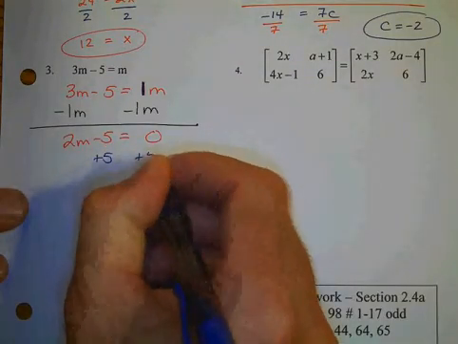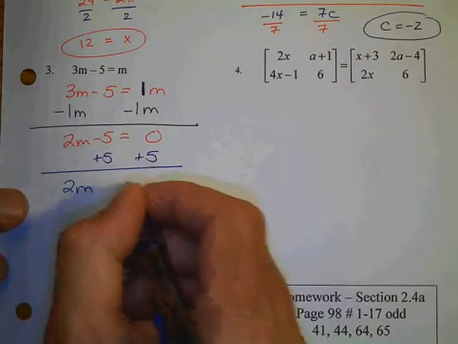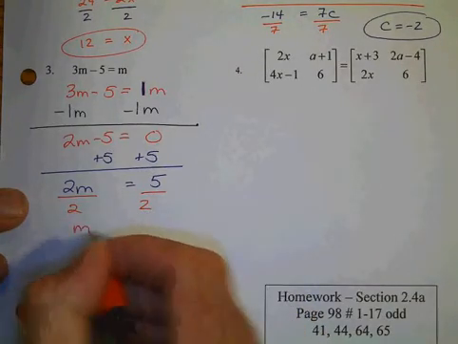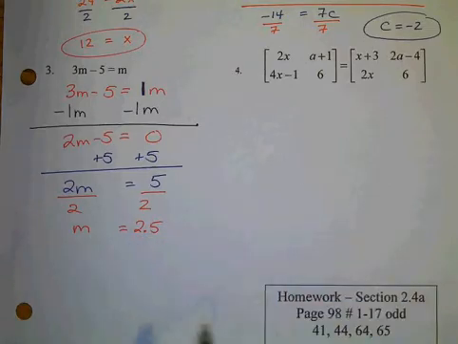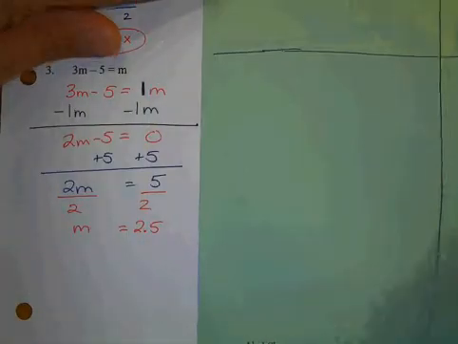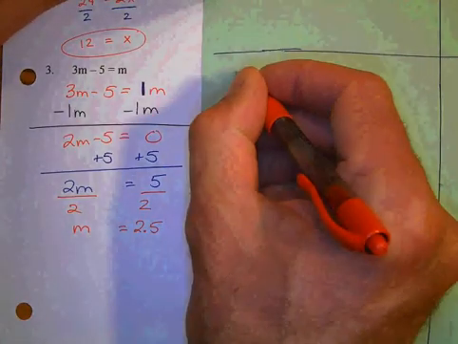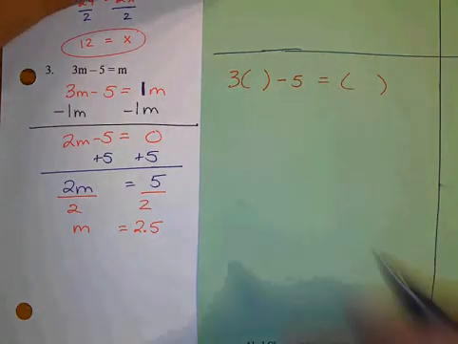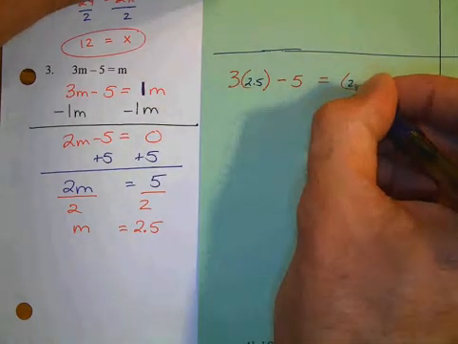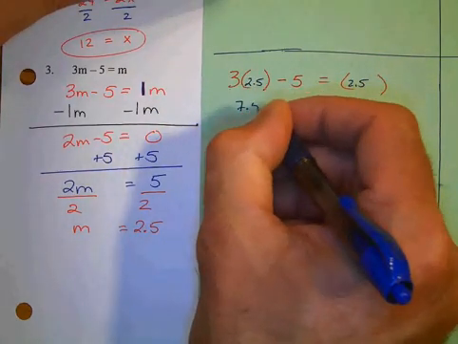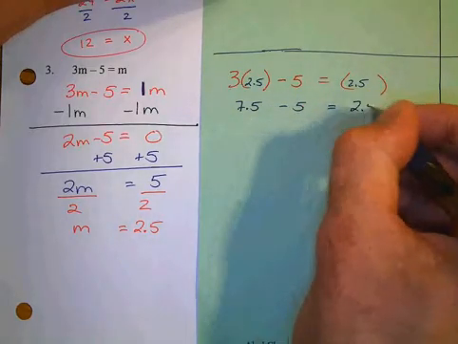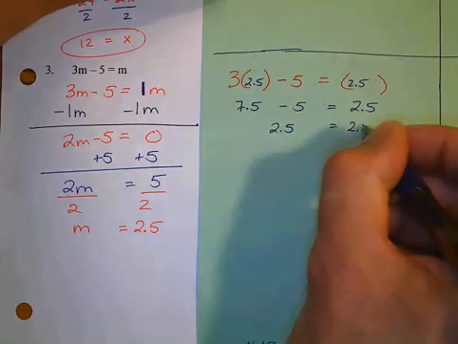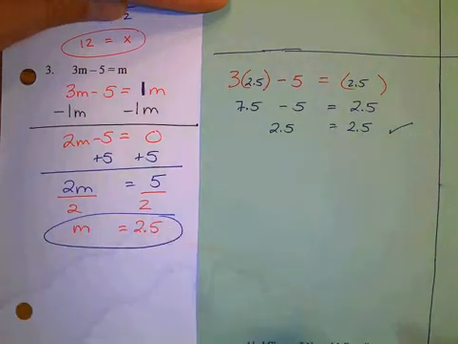We add 5 to both sides. So 2m equals 5. We divide both sides by 2. So m equals 2.5. Let's take a look at our check again and see if this problem checks out. Rewriting the original problem, 3 parentheses minus 5 equals parentheses. And in those parentheses, we're now going to stick 2.5. 3 times 2.5 is 7.5 minus 5 equals 2.5. We subtract the 7.5 minus the 5, and that gives us 2.5 equals 2.5, which shows us it does work, and our answer of 2.5 is correct.